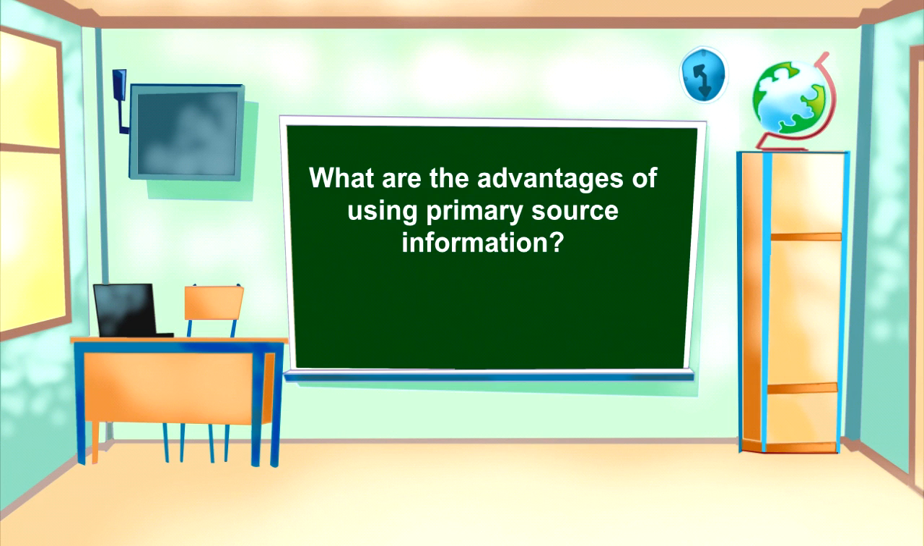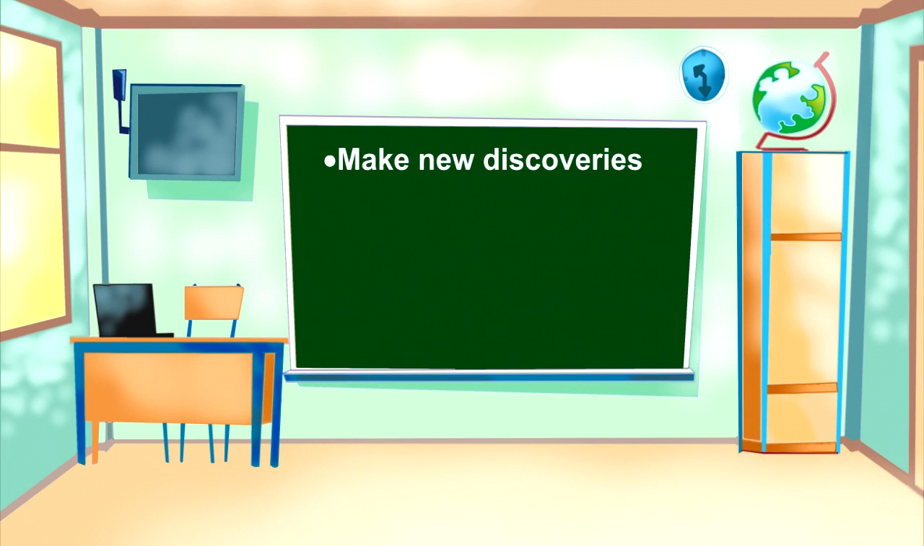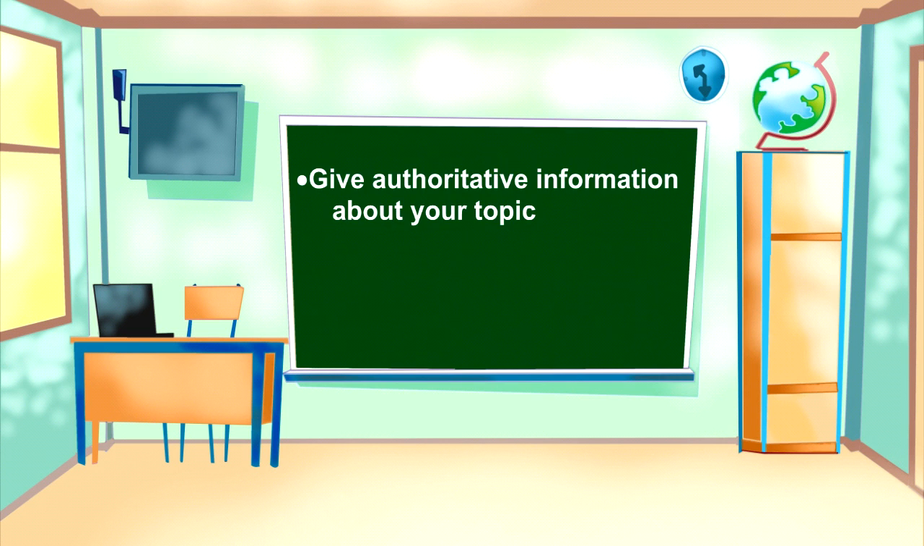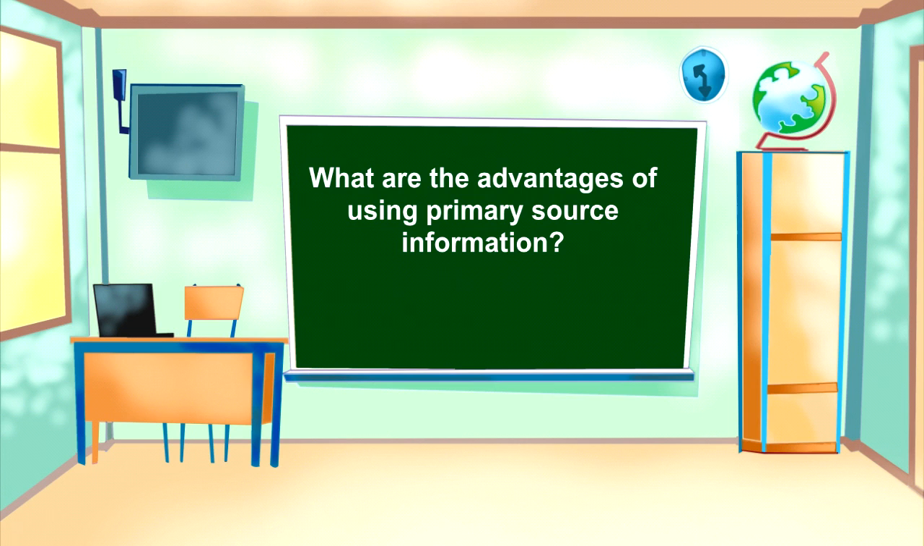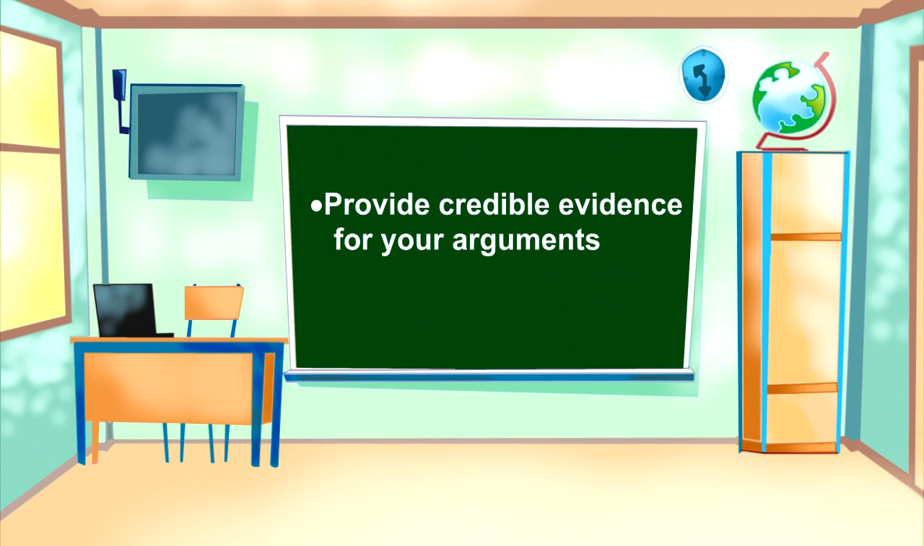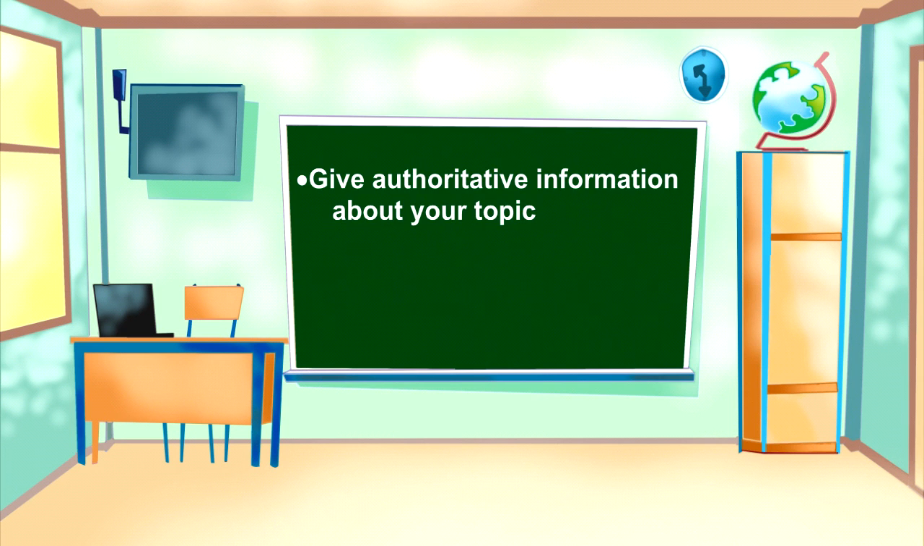What are the advantages of using primary source information? Primary sources are the foundation of original research. They allow you to make new discoveries, provide credible evidence for your arguments, and give authoritative information about your topic. Again, the advantages of using primary source information allow you to make new discoveries, provide credible evidence for your arguments, and give authoritative information about your topic.